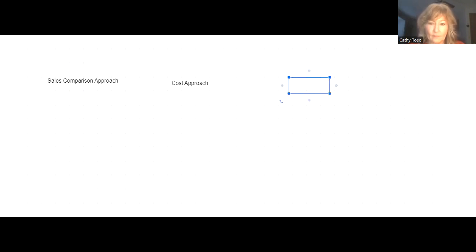I'm just going to draw the text. So there's 3 different ways of determining value: the sales comparison, the cost, and the income capitalization approach. They all have about 8 things that you need to know in order to be knowledgeable about them.